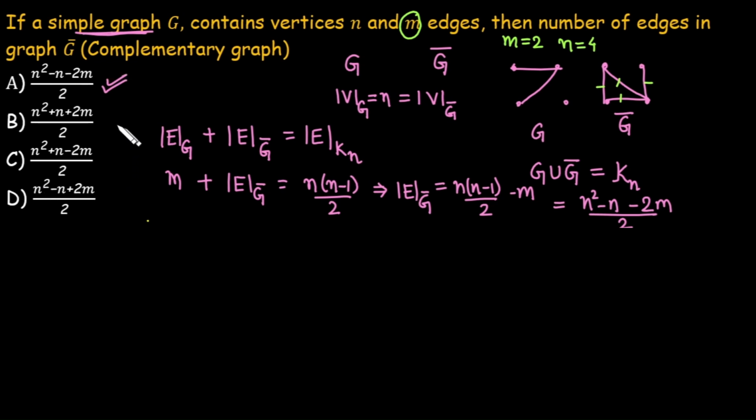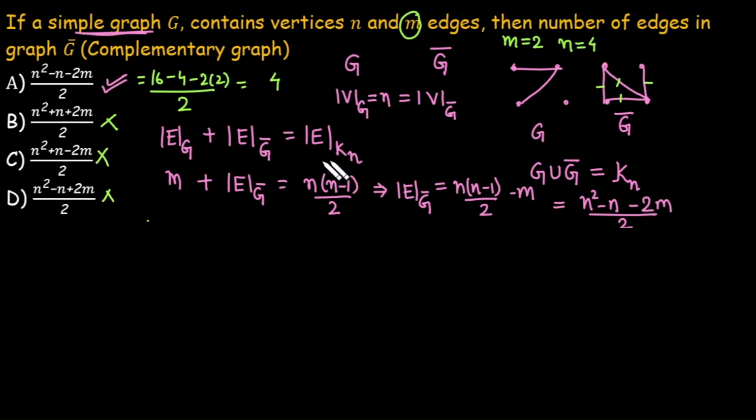With this data, the number of edges of the complementary graph must be equal to 4 from these 4 options. According to the first option, n squared, that is 16, minus 4 minus 2 times 2, all by 2. Is this true? 16 minus 4 is 12, minus 4 is 8, divided by 2 is 4. Is that applicable in the second case? Clearly not. Similarly, check for C and D.